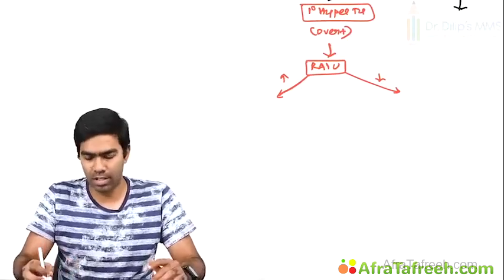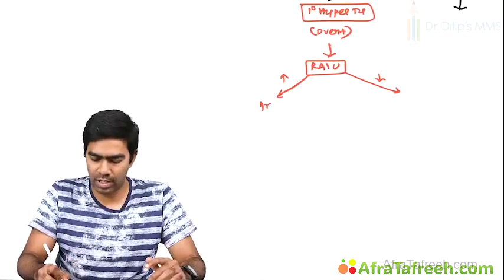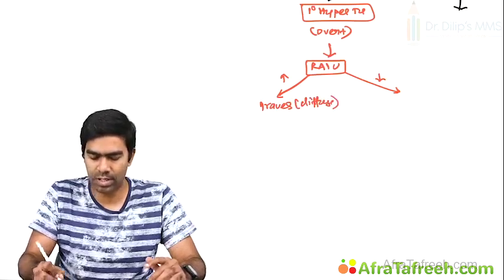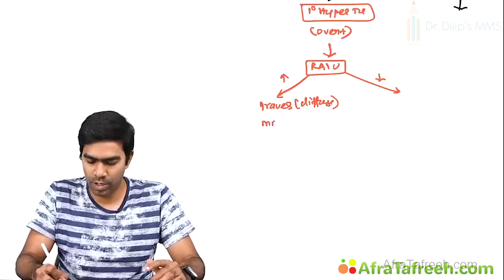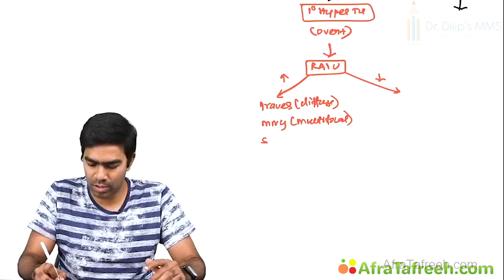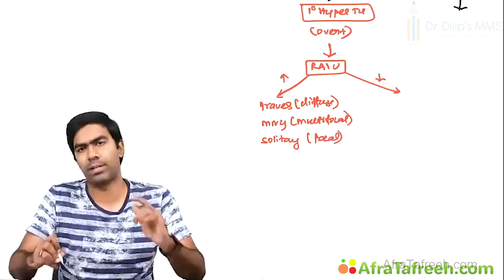If it's increased uptake, usually it goes towards either Graves, where we have a diffuse increased uptake in scintigraphy, or it could be a toxic MNG, where it will be a multifocal increased uptake, or it could be a solitary toxic nodule where you're going to have a focal increased uptake.